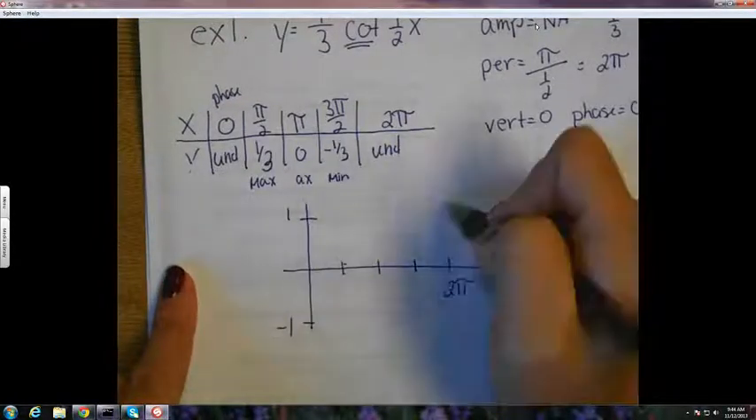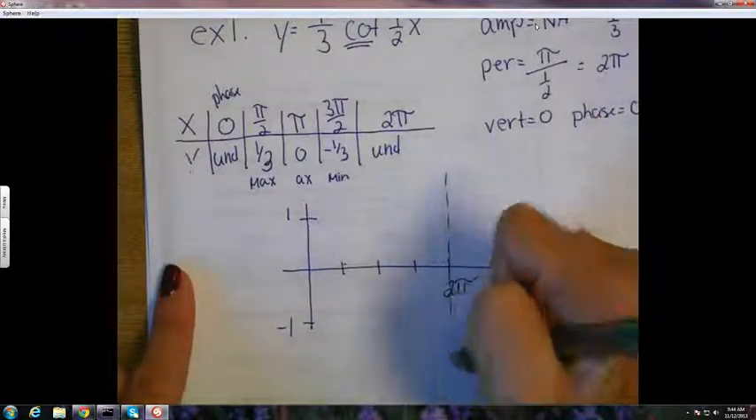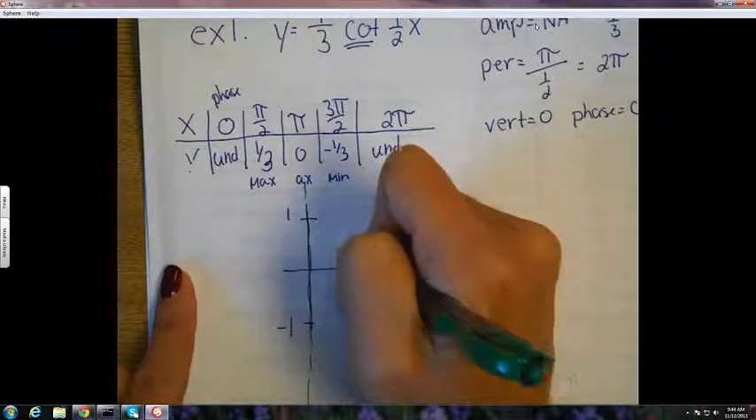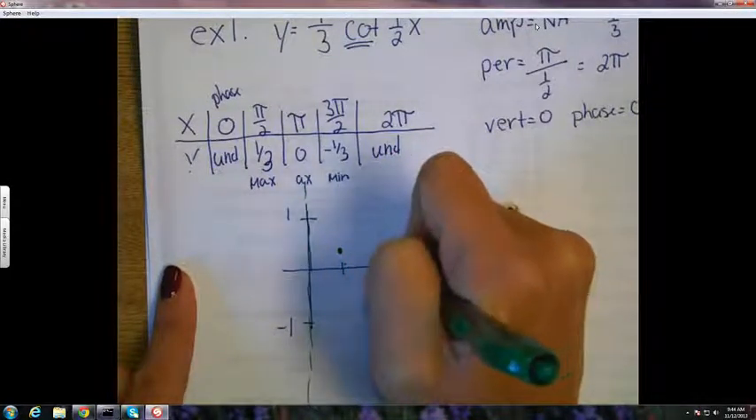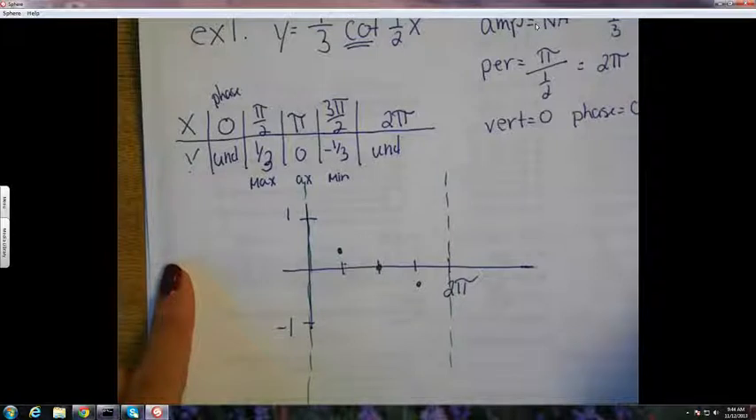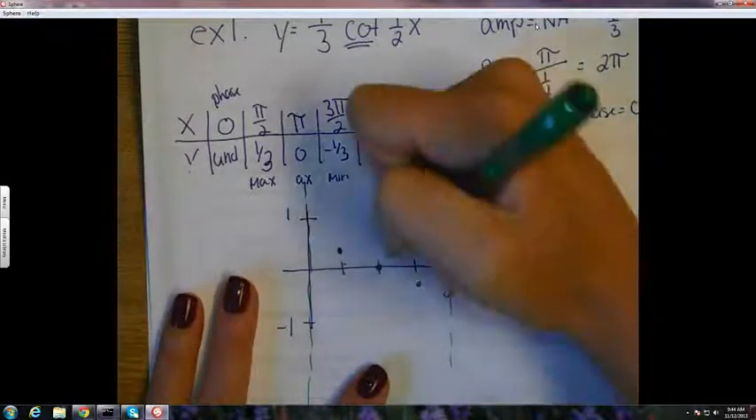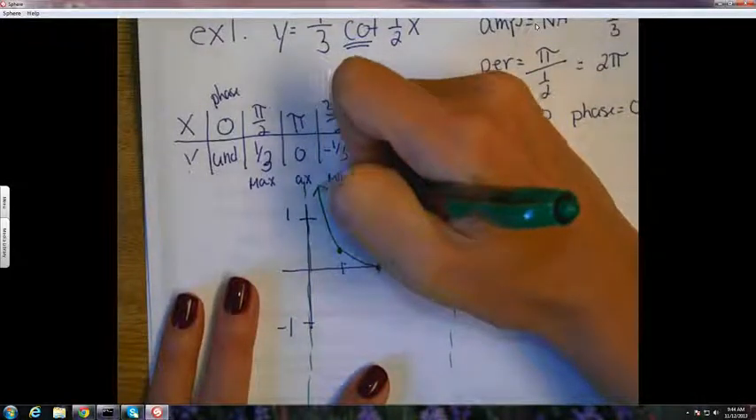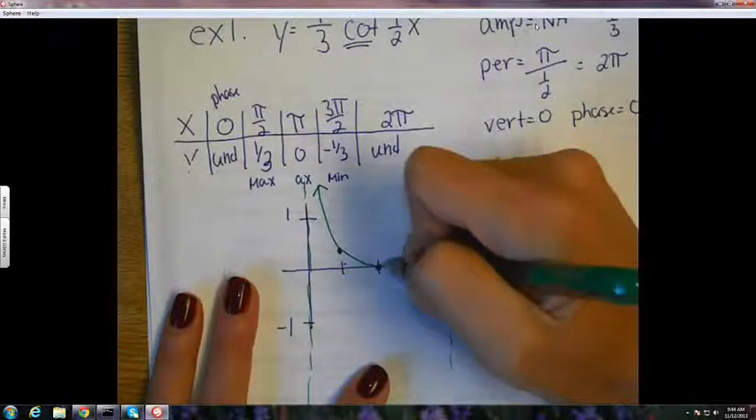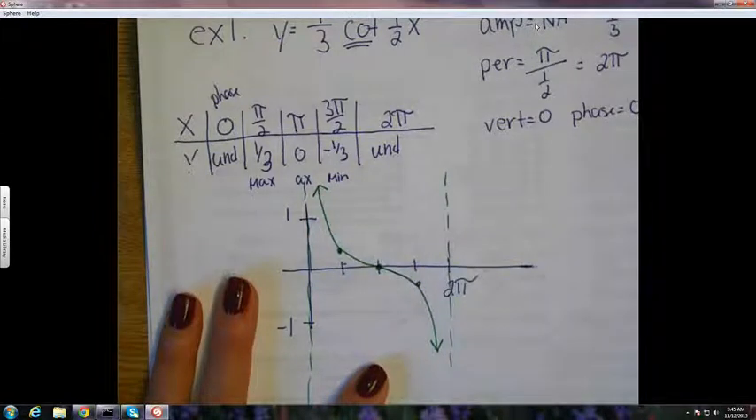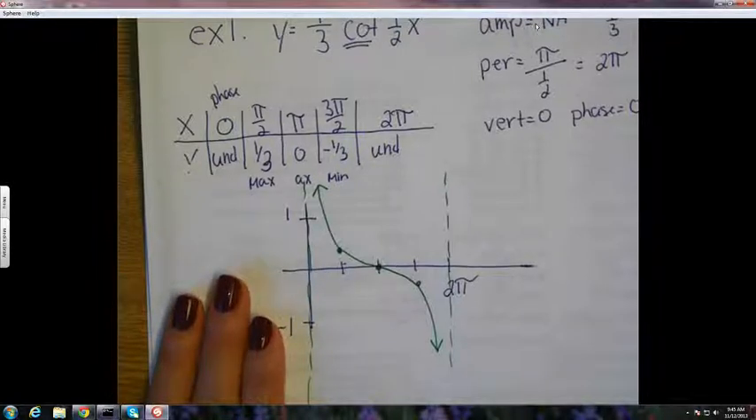So I know the first and last are my vertical asymptotes. One-third, 0, negative 1/3. And there's concavity. The top part's concave up, so it kind of scoops up. And then after that axis value, the bottom part scoops down when you go toward the min. So concavity switching in the middle there. Good?